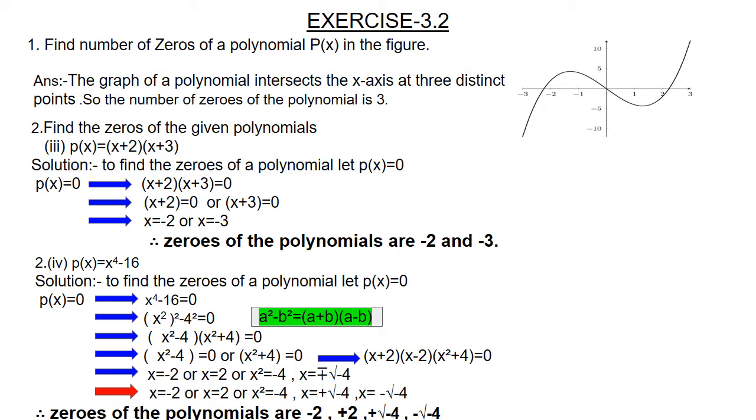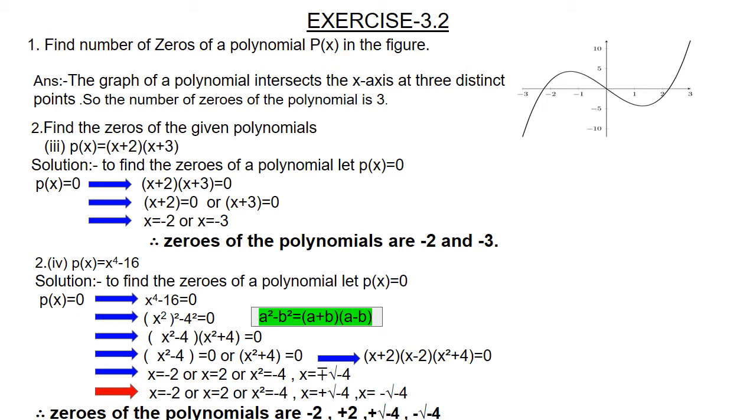From x + 2 = 0, when we transpose plus 2 to the right side, we will get x = -2. Similarly, x = -3. Therefore, the zeros of the polynomial are -2 and -3. In the second problem, observe the fourth bit also. Find the zeros of p(x) = x^4 - 16.